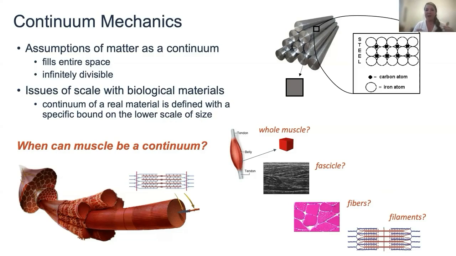At the fascicle scale, maybe we can have tissue with uniformity. At the scale of fiber level tissue, we might have to separate out a muscle fiber material versus an ECM material, rather than a continuous muscle material. Whereas with filaments, we're starting to move away from this assumption of filling the entire space, infinitely divisible. That's where we move towards more spatially explicit models like the ones we've worked with previously.